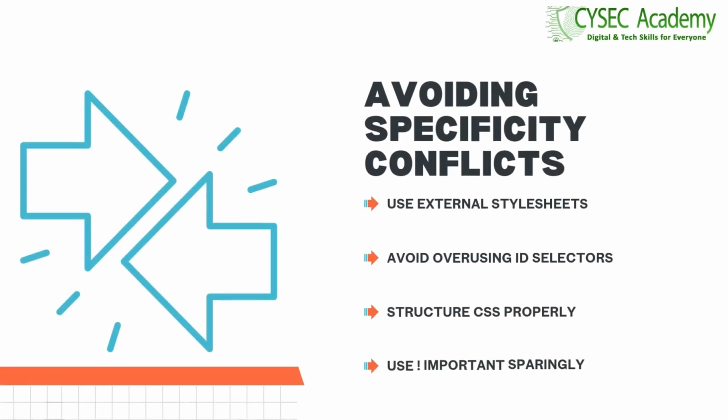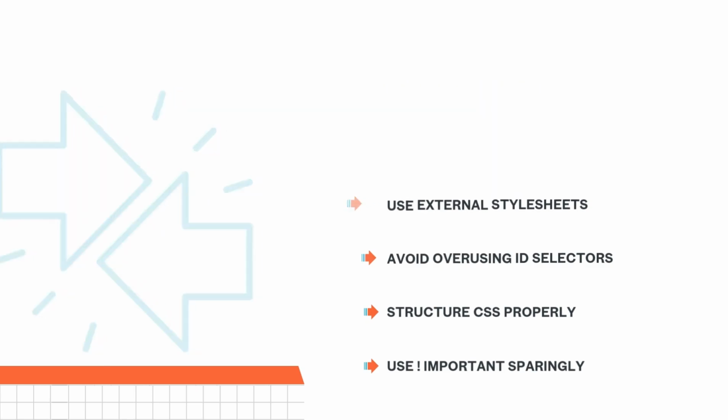Avoiding specificity conflicts. To prevent style conflicts, use external style sheets instead of inline styles. Avoid overusing ID selectors, use classes instead. Structure CSS properly using cascading rules. Use important sparingly to override styles when necessary.